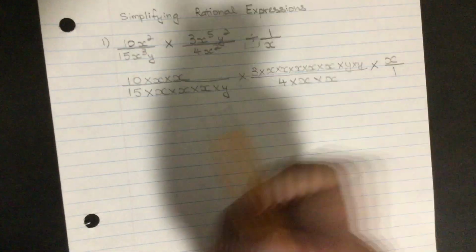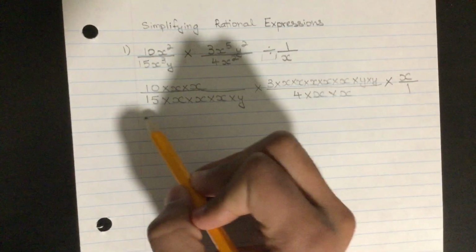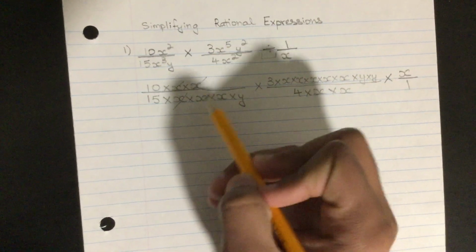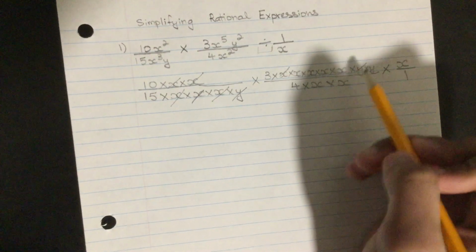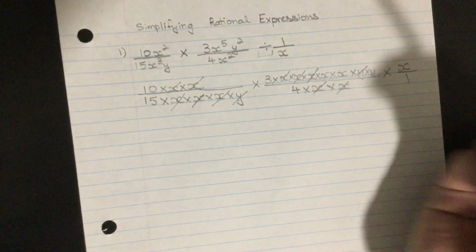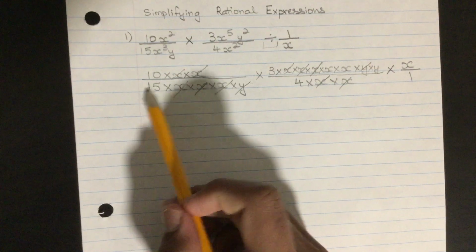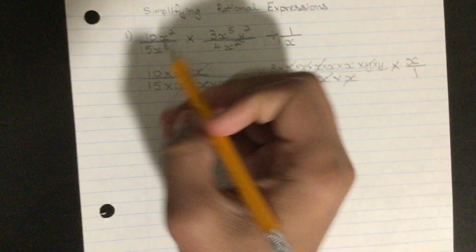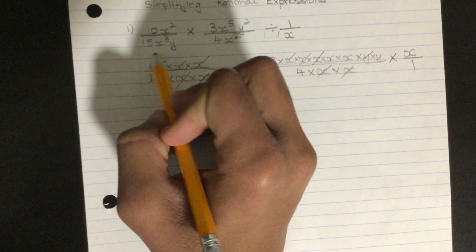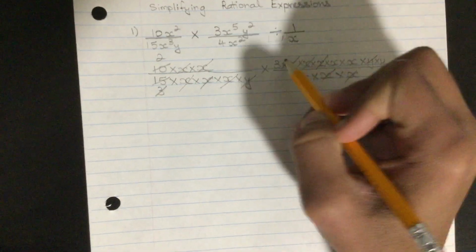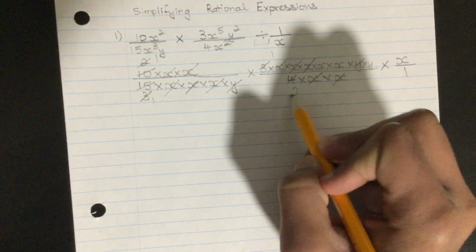That's it. Now you just have to cancel it. It's going to be way easier to do this question. So we can start out by canceling the x's, and we can cancel out this x and this y and these two x's over here, and that's pretty much it. Now we just have to simplify these numbers. So 10 and 15 can be reduced as 2 and 3, and 3 can be reduced as 1 and 1, and 2 can be reduced as 1 and 2.